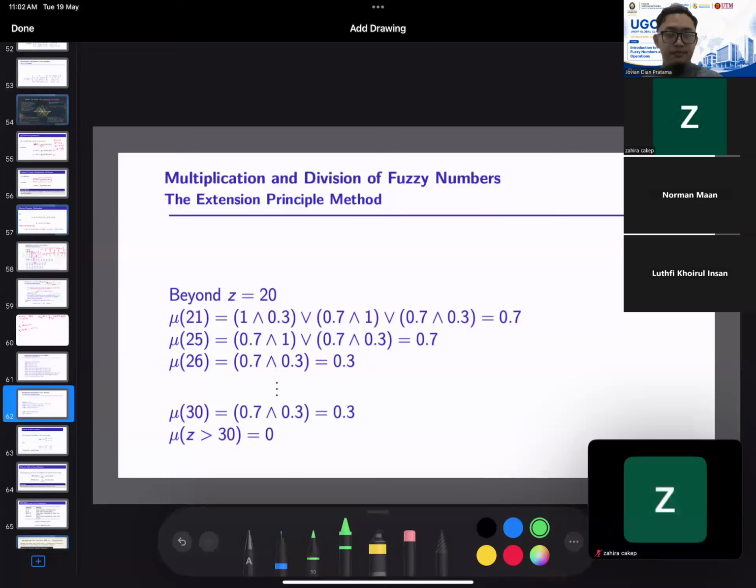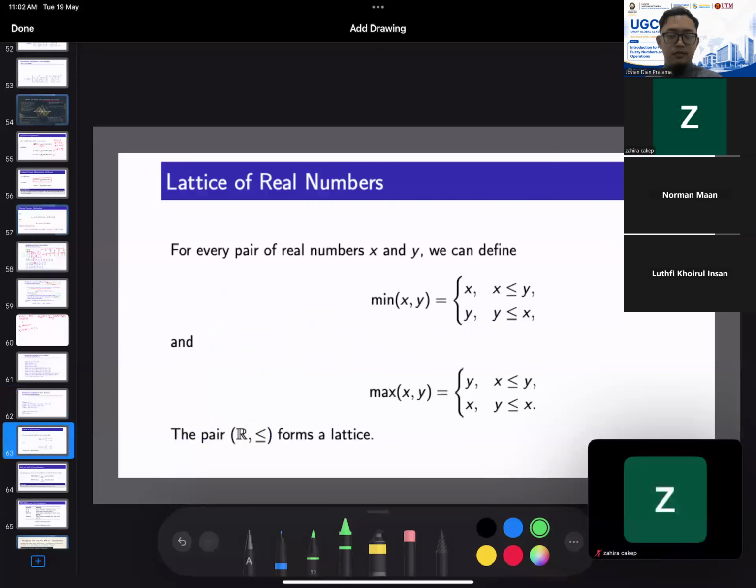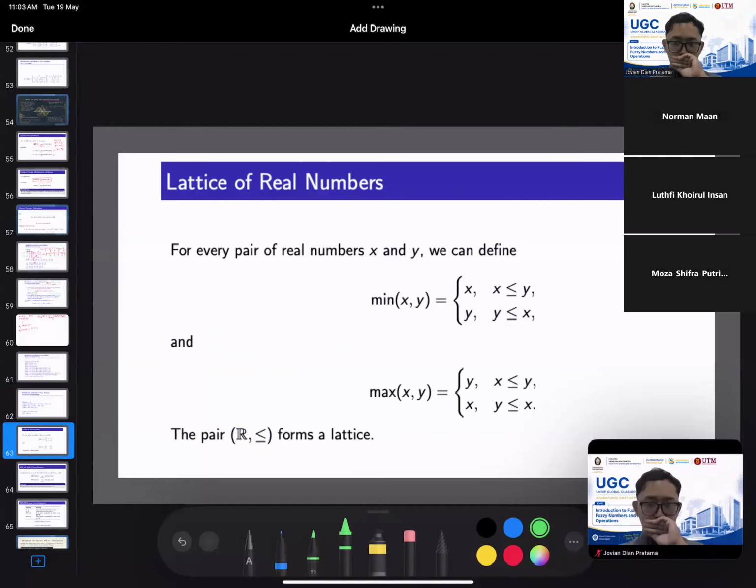Okay. If you don't have, we move to the lattice of real numbers. So what is the time now? We have another 25 minutes. Okay. So the lattice of real numbers. You look into the definition first. Okay, look into this one.